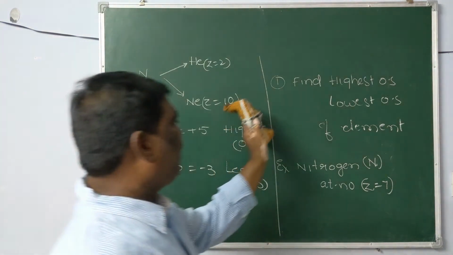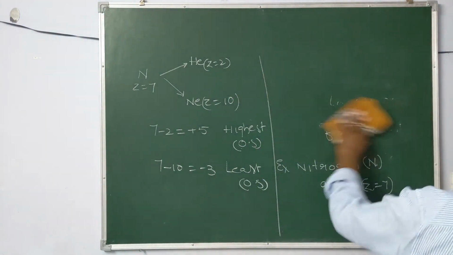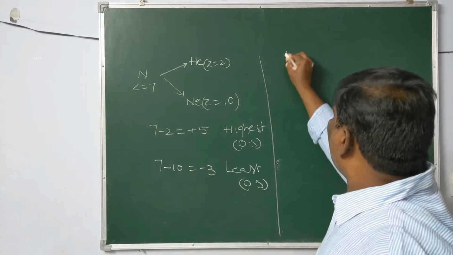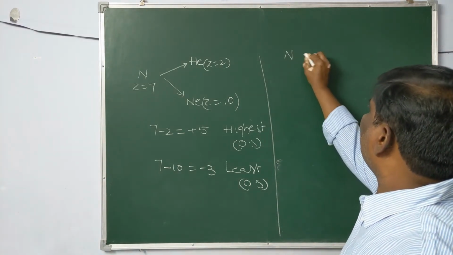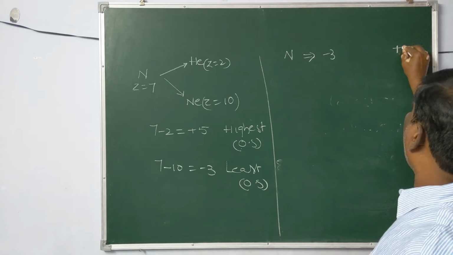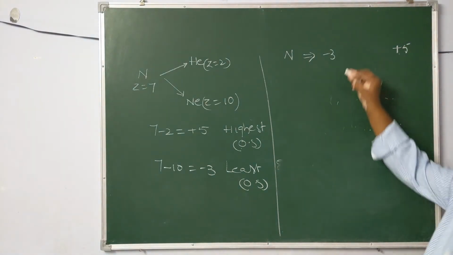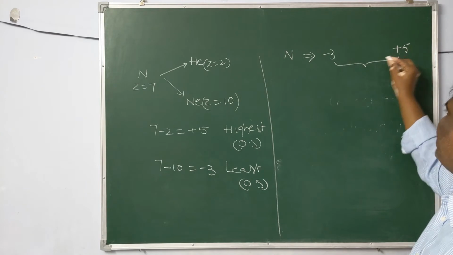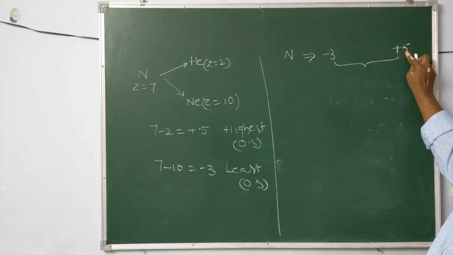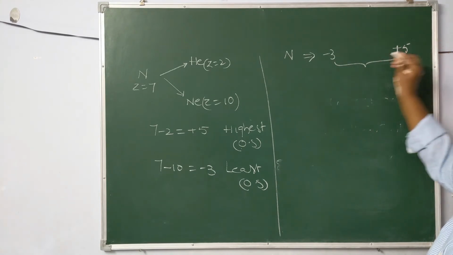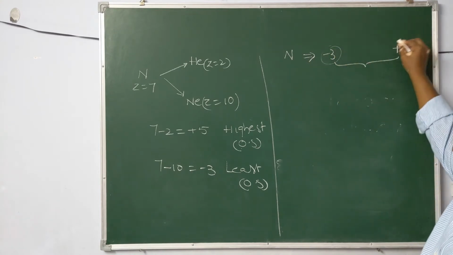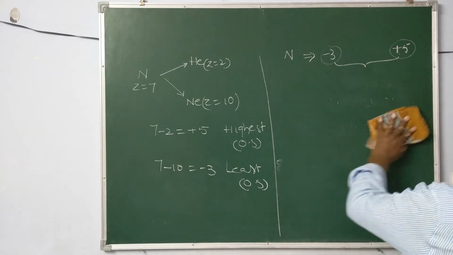Now, what about intermediate oxidation states? Nitrogen oxidation states range from minus 3 to plus 5. There are so many other oxidation states. Those oxidation states compulsorily lie between minus 3 and plus 5 only. They never exceed plus 5 and never go beyond minus 3. So the least is minus 3, the highest is plus 5. Okay.